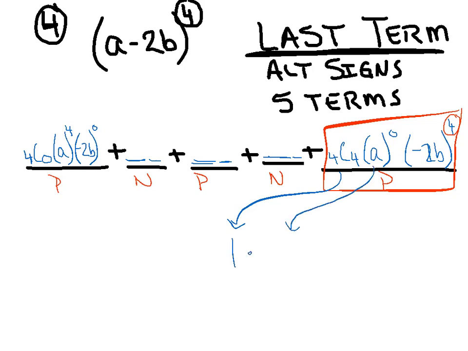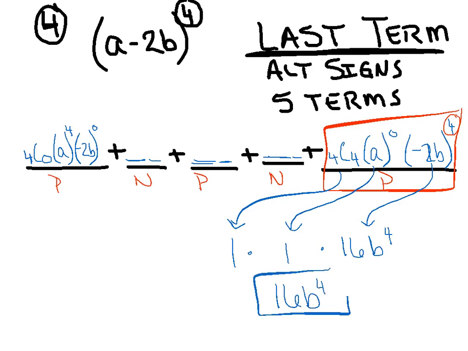All right, as far as the calculator work goes, 4C4 turned out to be a 1. A to the 0 turned out to be a 1. And then last but not least, 2 to the 4th turned out to be 16b to the 4th. And by the time I get done multiplying them, I simply have 16b to the 4th. There's my final answer. That's the last of the 5 terms in that polynomial.